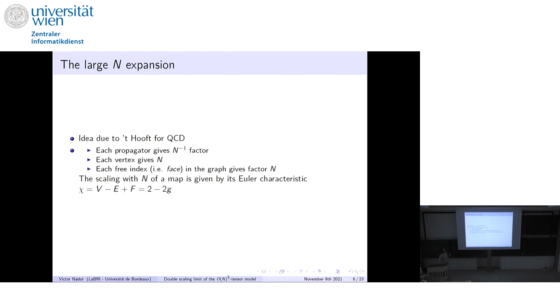is given by the Euler characteristic, which is fairly easy to compute. It's V minus E plus F, which is 2 minus 2g. This means that when I do a large N expansion, the leading order is given by the planar maps. Next order are maps that can be drawn on the torus, and so on.